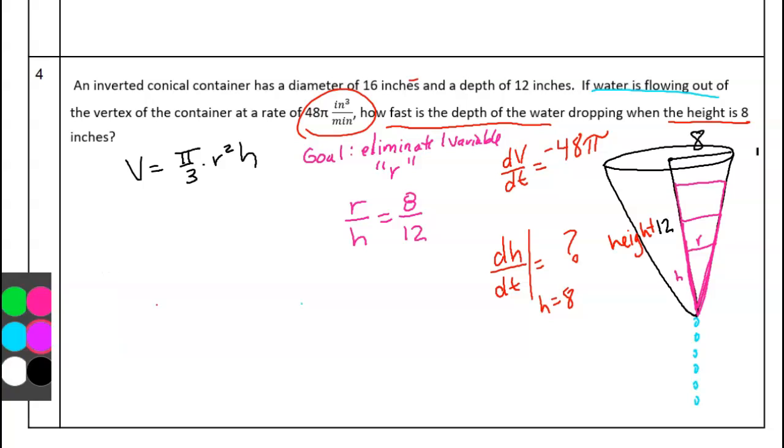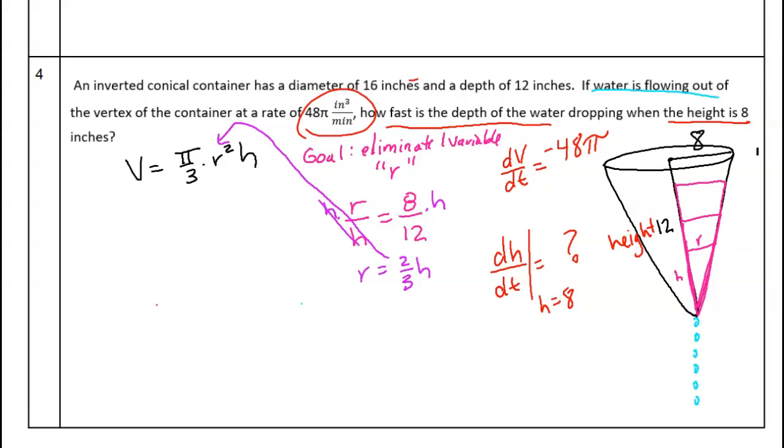So what we're going to do is multiply both sides by H. And so R equals, reduce, 2/3 H. So now I can take that and plug it in. Volume equals pi over 3 times (2/3 H) squared times the H. And we can clean this up. So what do I get? 4 over 9 H squared. So pi times 4, 3 times 9, H squared times H. Okay, and now we just have volume and H.